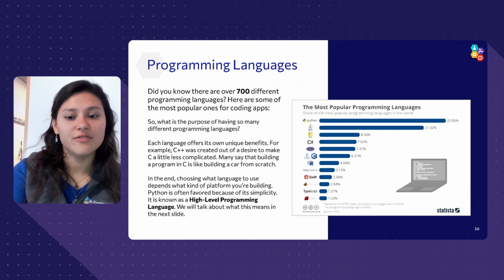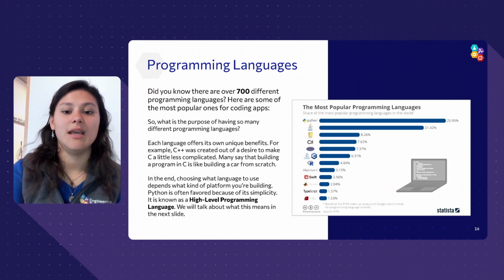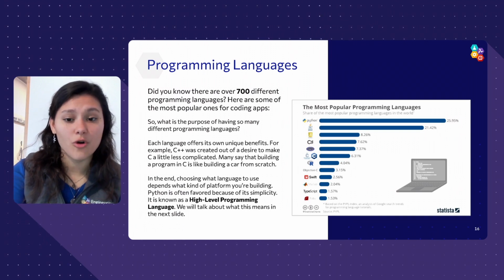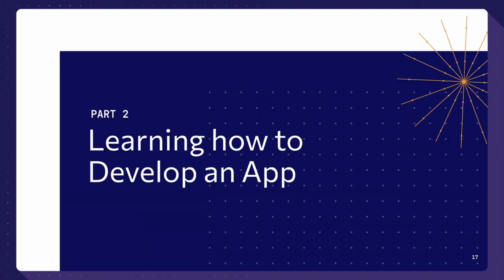Python is often favored because of its simplicity. It's known as a high-level programming language, which means it's easier for humans to communicate with it, but it takes a little bit of work on the computer side to understand what we're talking about. And we'll talk about this more in the next slide.